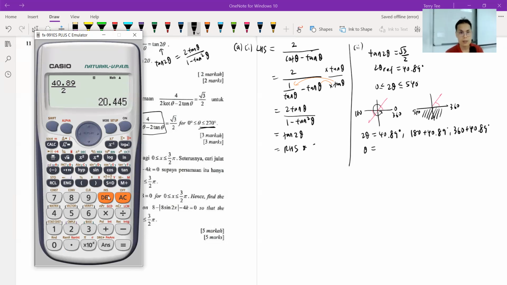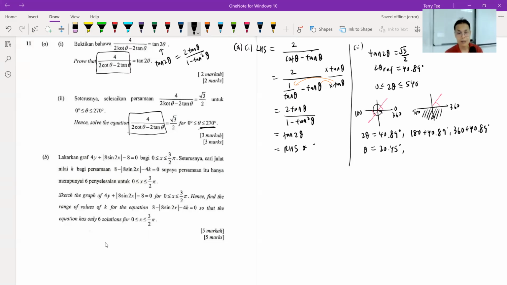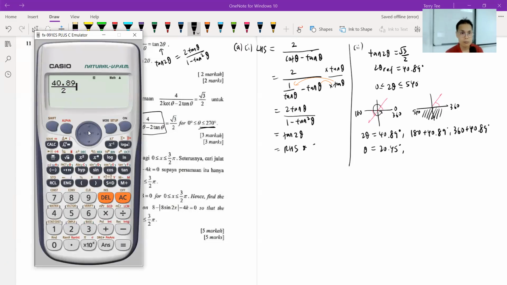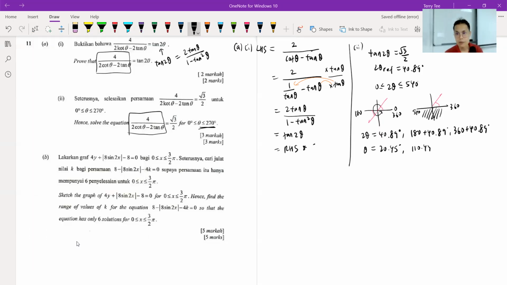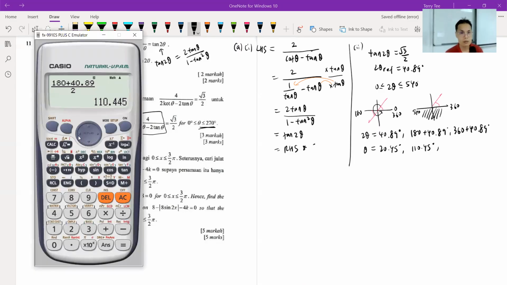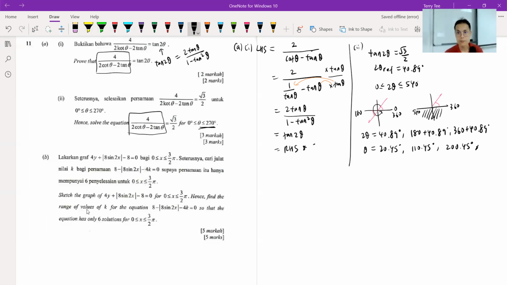All right, this answer is 20.45. Second answer, you need to add in the 180. So I'm going to move this up, add in the 180. Okay, 180 plus this divided by 2. I got 110.45. Next one, we take 360 plus, just move it here. 360 plus, and this will give us 200.45. Okay. All right, so part A, we're done.